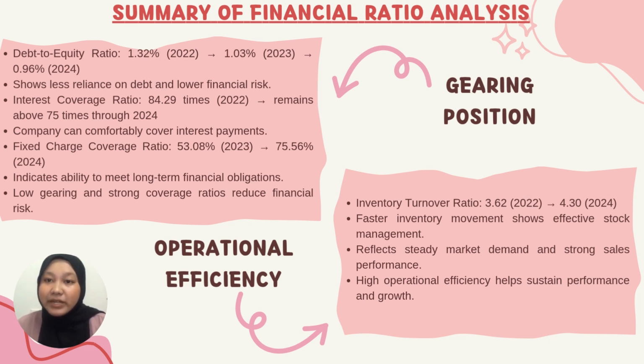Lastly is the operational efficiency. Operational efficiency is also very strong in this company. The inventory turnover ratio increased from 3.62 to 4.30, which means inventory is moving faster and sales are steady.